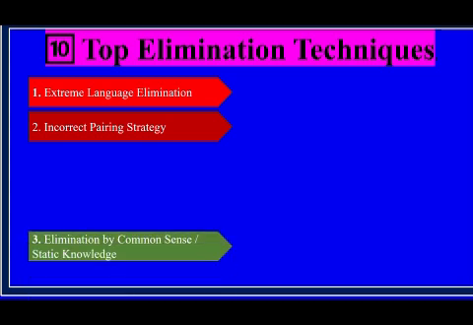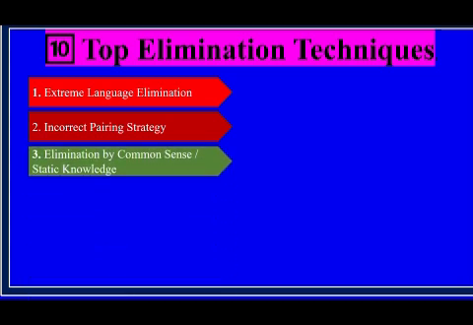The third strategy is elimination by common sense and static knowledge. That is, even if you don't know all the options, eliminate implausible ones. That is very much useful. For example, green hydrogen is produced by burning coal. That is false. Burning coal and green hydrogen definitely don't match. So you should use your common sense and you can eliminate such things.